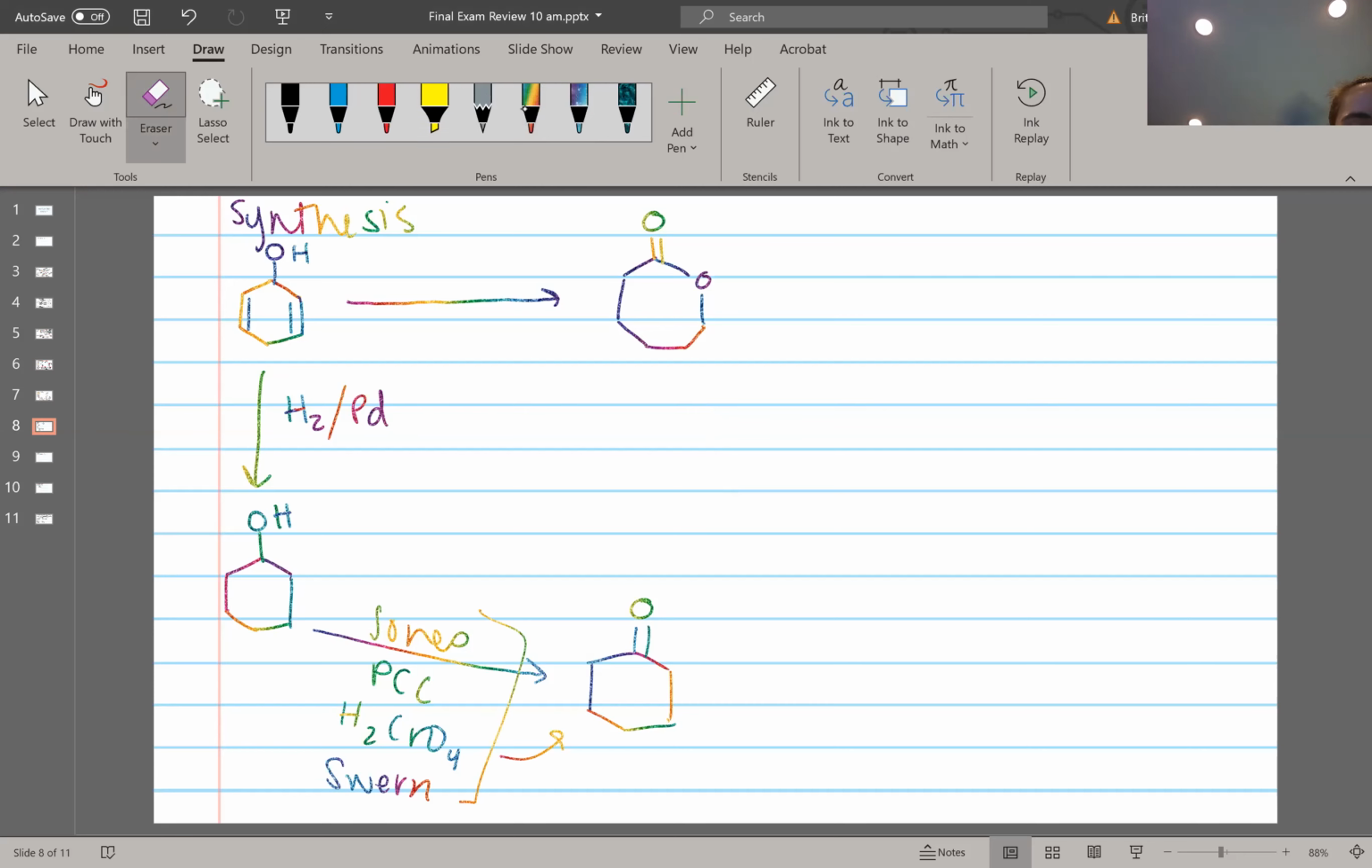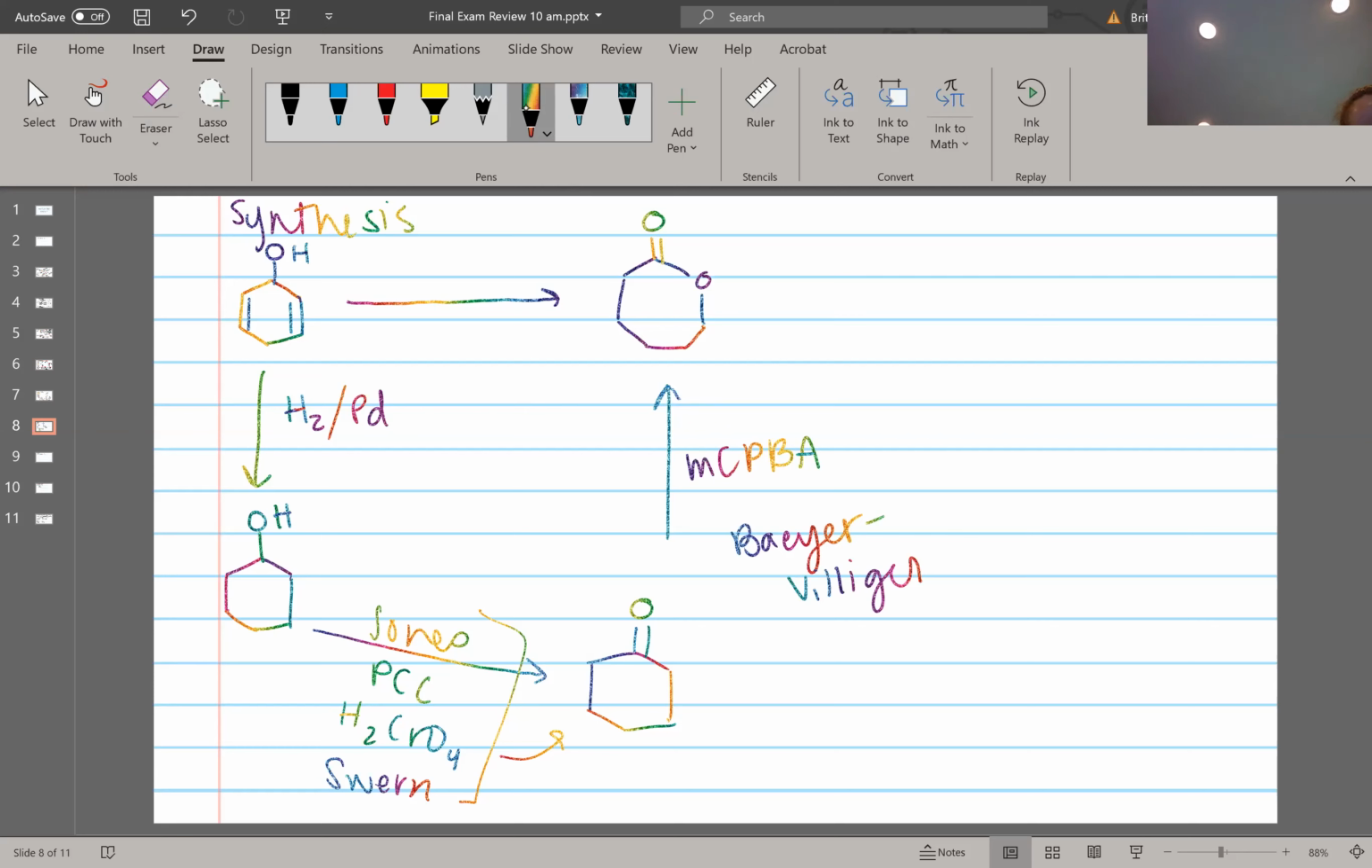What's the one step? What reaction inserts an oxygen between a carbonyl carbon and its alpha carbon? Is it MCPBA? Yeah, if you use MCPBA, you'll create an ester. This is the Baeyer-Villiger reaction. Cool. Any questions about that one?